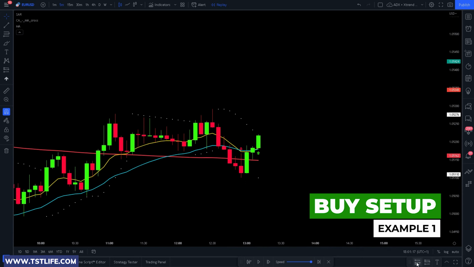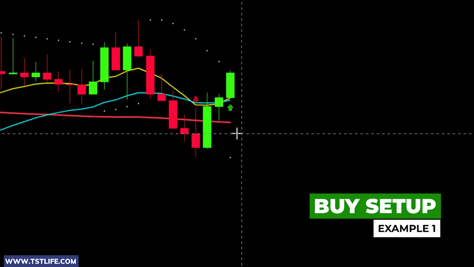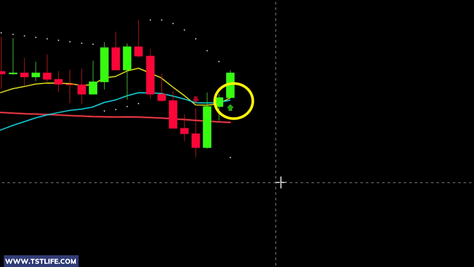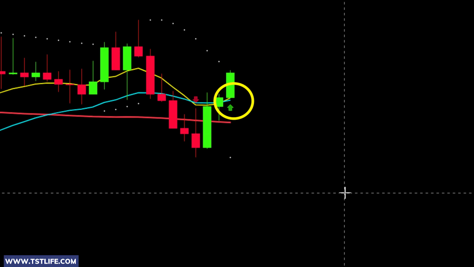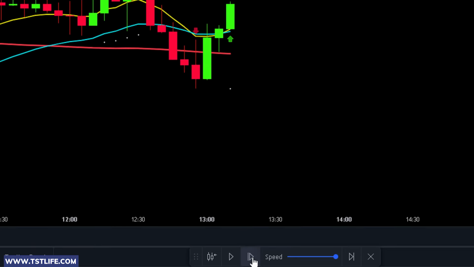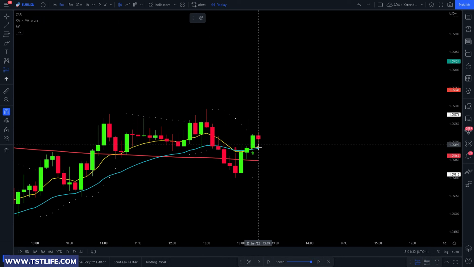We can see here that the price is above the 200 moving average. We should only consider buy entries. The 10-period moving average has just crossed above the 25 EMA. This is a buy signal, but we need to also make sure that the price is above the Parabolic SAR.